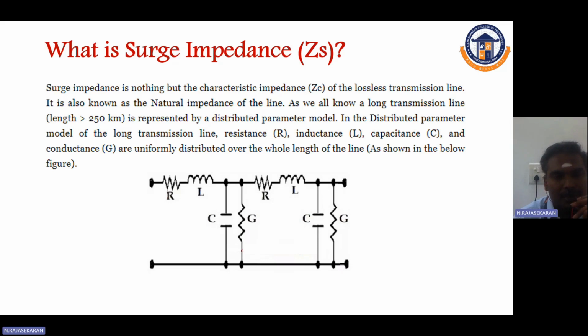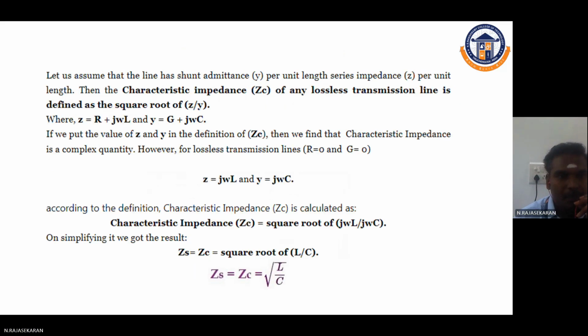Your resistance, inductance, shunt capacitance, and conductance are all uniformly distributed along the entire section of the line. So now let us assume, for the calculation, that the line has a shunt admittance per unit length and a series impedance per unit length, and the characteristic impedance we denote as ZC.